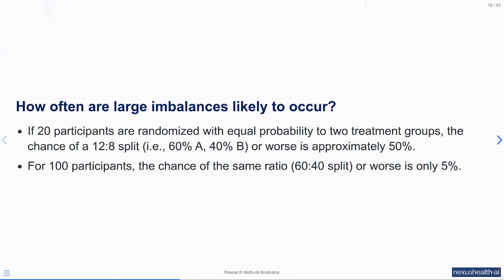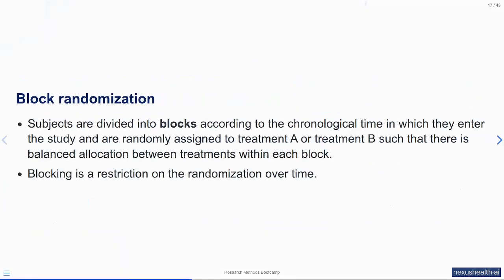And how likely are these imbalances to occur? If, for example, we have 20 participants that are randomized with equal probability to two treatment groups, the chance of having a 12 to 8 split, that is to say 60% of the participants are in group A and 40% of the participants are in group B, or even worse, is approximately 50%. So this is something that can happen with small sample sizes. For 100 participants, the chance of that same ratio is only about 5%. Thus, we see that the larger the sample size is, the less likely that we are to have imbalances occurring.